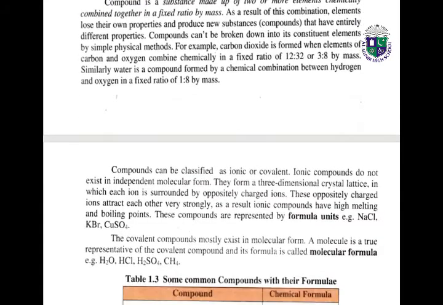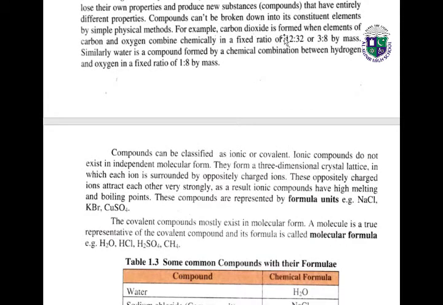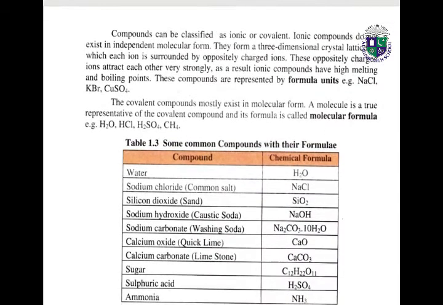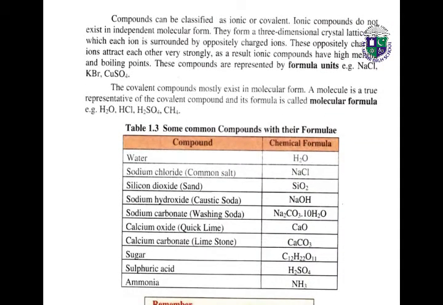We have the example of carbon dioxide. It is formed when elements of carbon and oxygen combine chemically in a fixed ratio of 12:32 or 3:8 by mass. Water is also an example of a compound. Compounds can be classified as ionic compounds and covalent compounds.